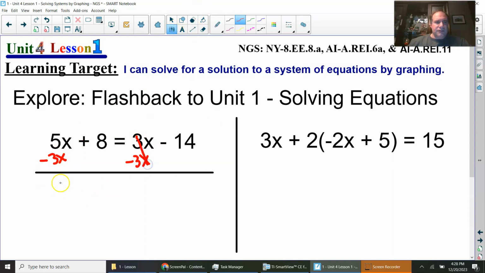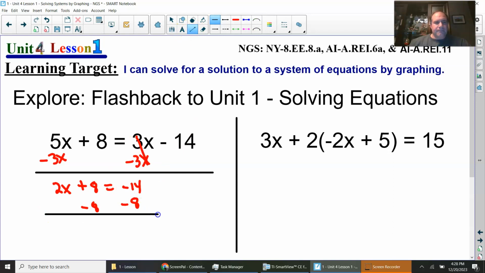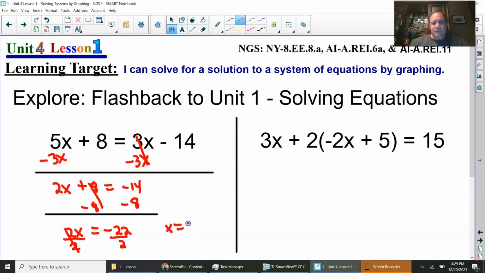All right, so this cancels, and you have 2x plus 8 equals -14. And then you subtract 8 on both sides. And these cancel. You have 2x equals, and -14 minus 8. You could even put this into the calculator. It is -22 if you need to. And you divide by 2 on both sides. You always use inverse operations. X equals -11.